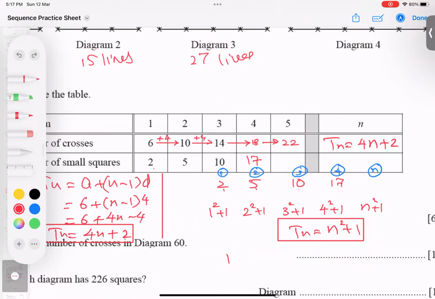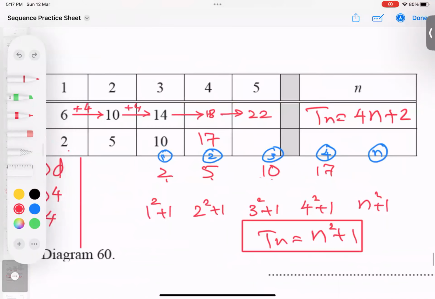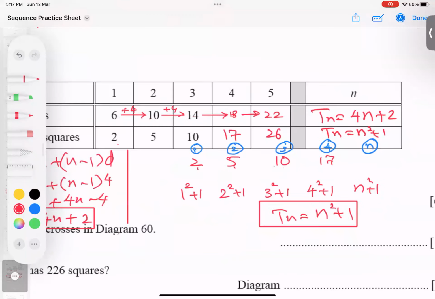In the next part, what is the story here? Okay, so I'm writing here: what is the Tn formula for here? n square plus 1. How to get this 5th number? So plug in 5 here. 5 squared, 25 plus 1, 26. I hope this part is also clear.